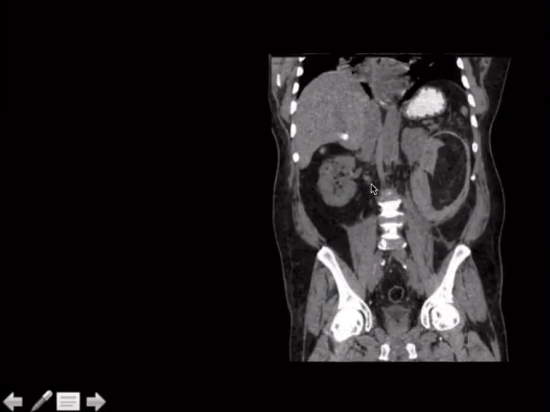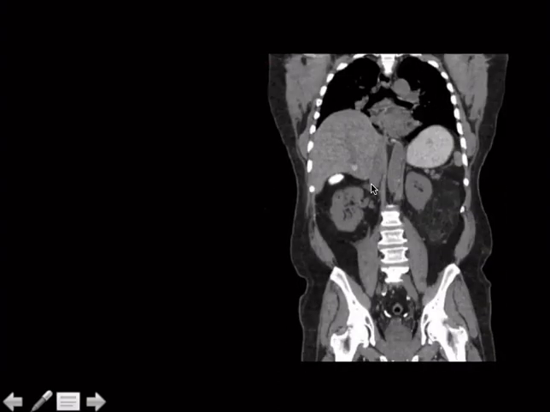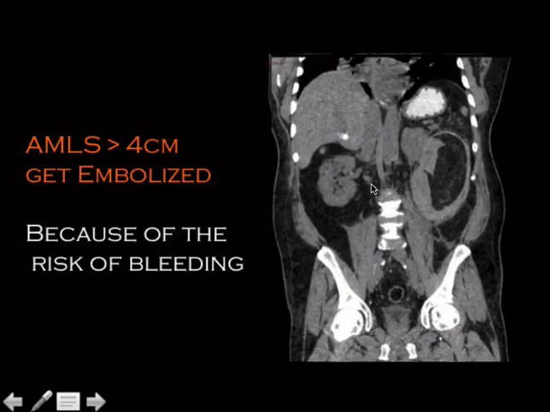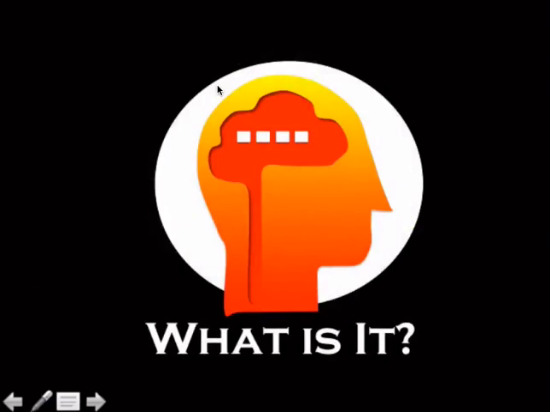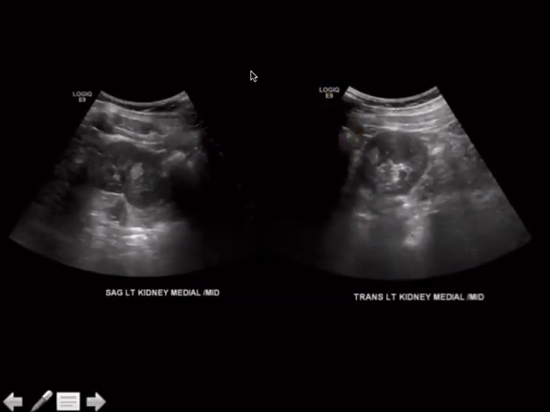So what about this? Boom. So AMLs can bleed, right? As they grow larger and larger, their vasculature becomes more and more disorganized, and when it gets to around 4 centimeters, they're at risk for bleeding. So angio will typically treat them around 4 centimeters. The classic association is TS. They're usually multiple. Probably have seen this, working these things up, looking at the 100 of them that they have bilaterally.